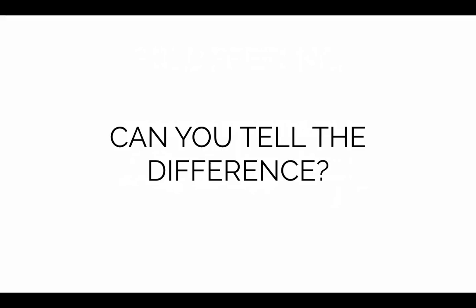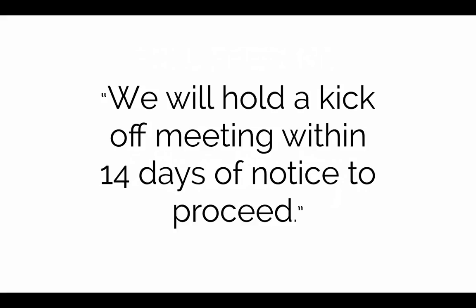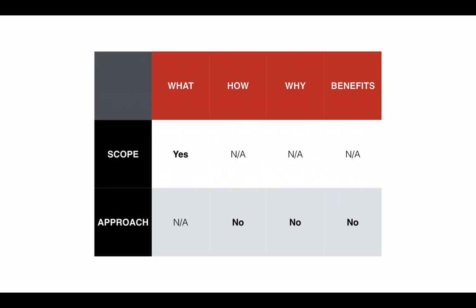Let's try this. I'm going to show you some real proposal language. Let's see if you can tell the difference between a scope of work and an approach. Let's look at this first one. We will hold a kickoff meeting within 14 days of notice to proceed. Is that scope or is that approach? Well, let's look at the chart here. Did we talk about what we were going to do? Yes. But did we describe how, why, or the benefits? No. So this is clearly scope.